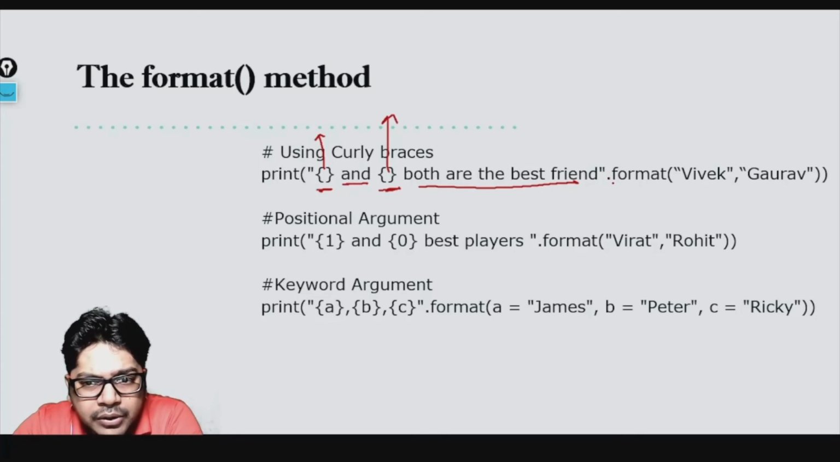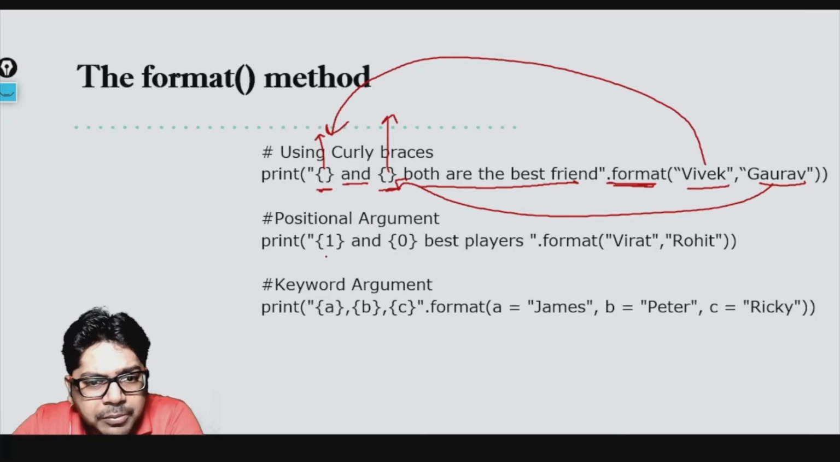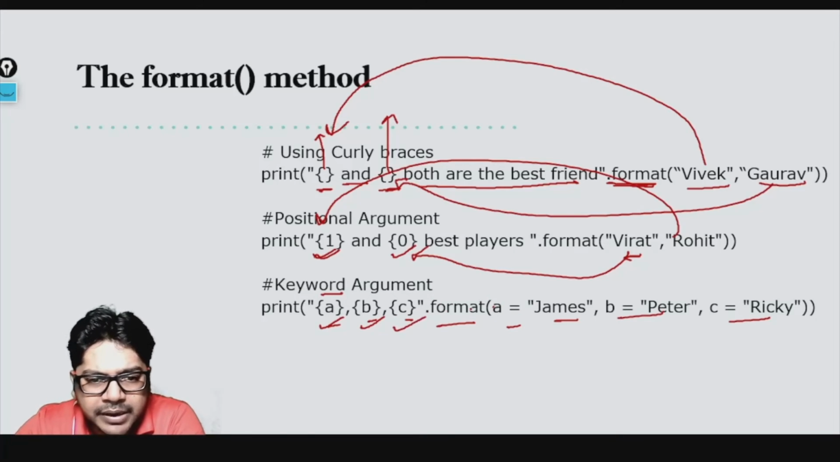And after the double quote, you wrote dot format and you wrote Vivek, comma, Gaurav. So the first value will come in the first one, the second value is going to come in the second one, right? The second way is the positional argument. Positional is like you wrote 1 and you wrote 0. So 0 is Virat, Virat is going to come over here, Rohit is going to come over here. And the third is the keyword argument: A, B and C, and dot format, A equal to James, B equal to Peter, C equal to Ricky. So A will be replaced by James, B will be replaced by Peter, C will be replaced by Ricky.